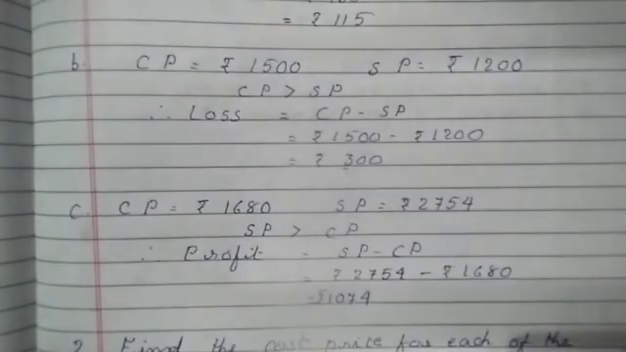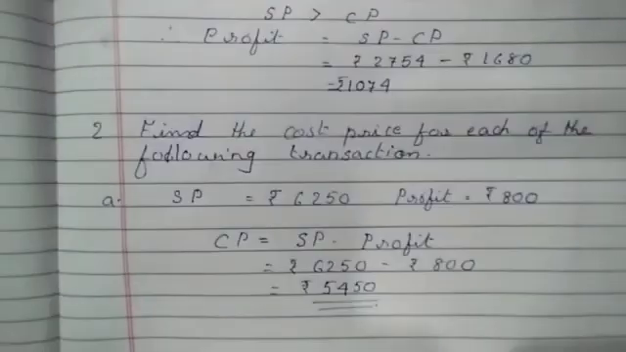Again here one question, CP equals rupees 1680 and SP equals rupees 2754. Here SP is greater than CP, so we have a profit. Profit equals SP minus CP, that is 2754 minus 1680, then we get rupees 1074.